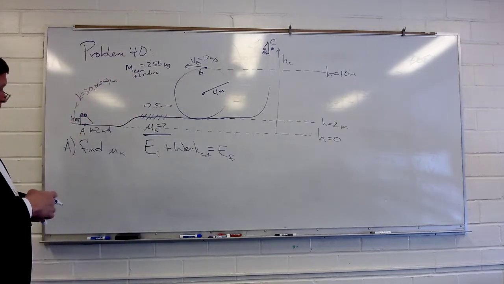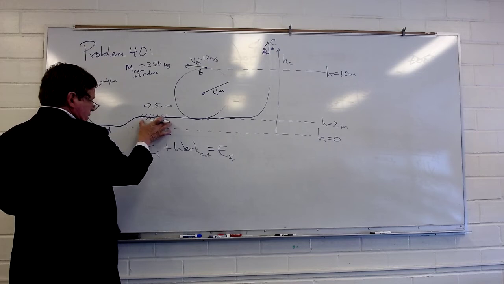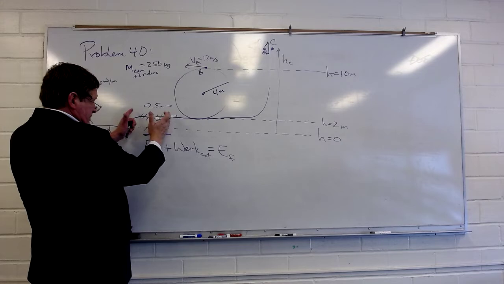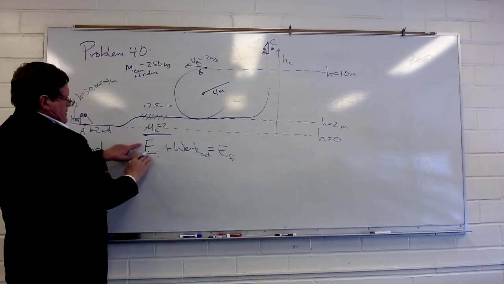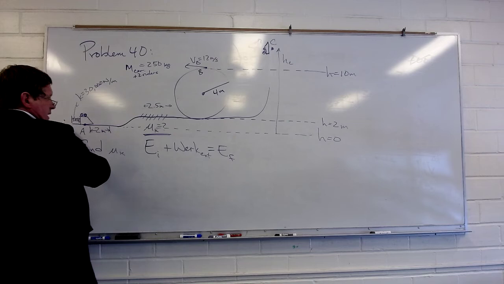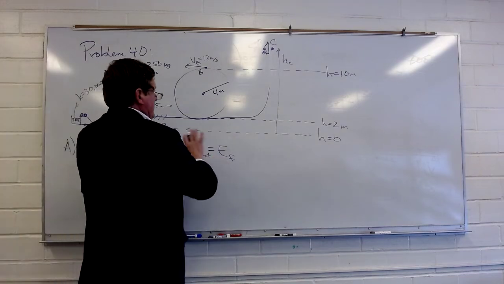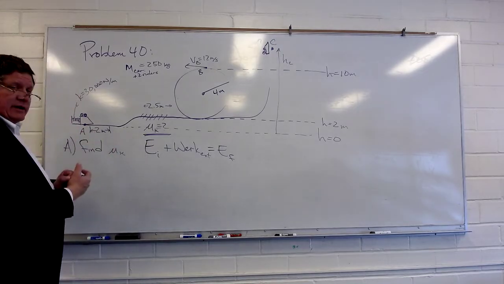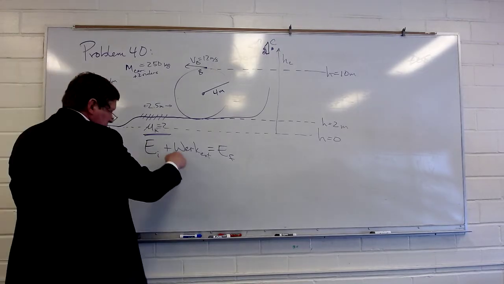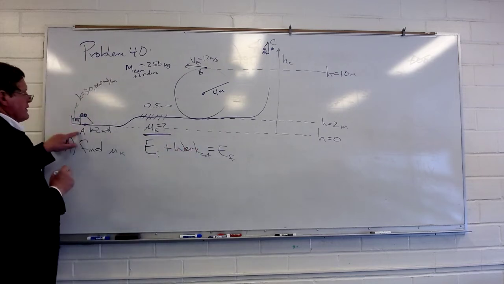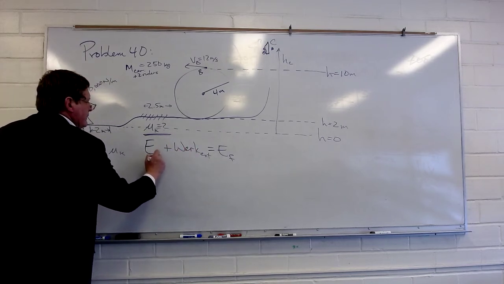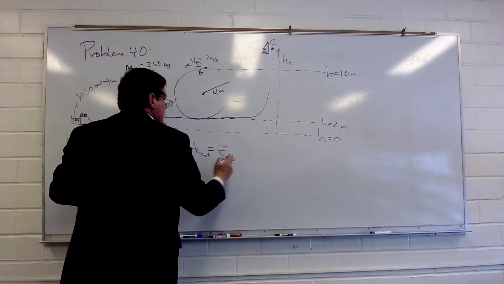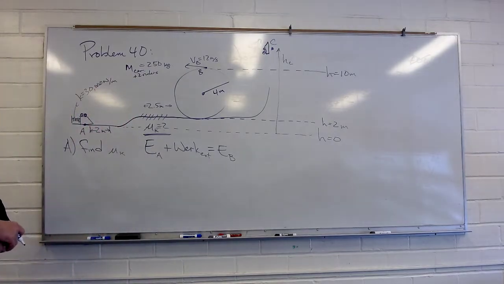Now, I want to know something about this Verk. I want to know what the coefficient of kinetic friction is in that region there. So I want my initial event to be on one side of the Verk and my final event to be on the other side of the Verk. And I want these to be events where I know everything about the energy, because this is the part I don't know. Well, I know everything about the energy at A, and I know everything about the energy at B. So those will be my initial and final events.